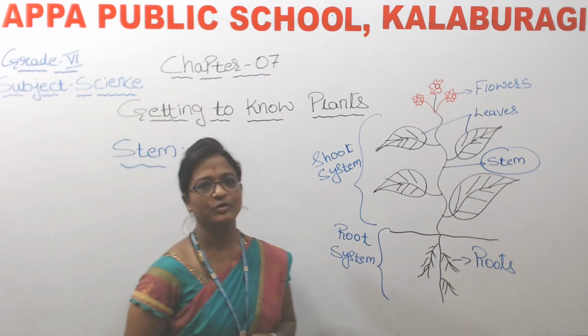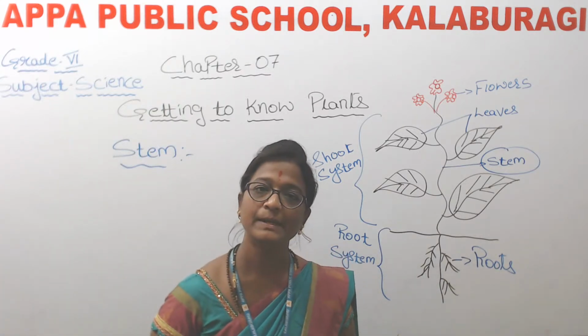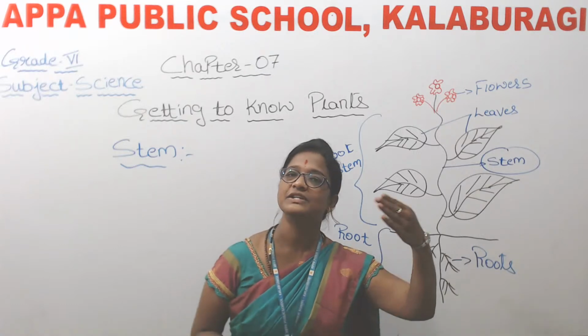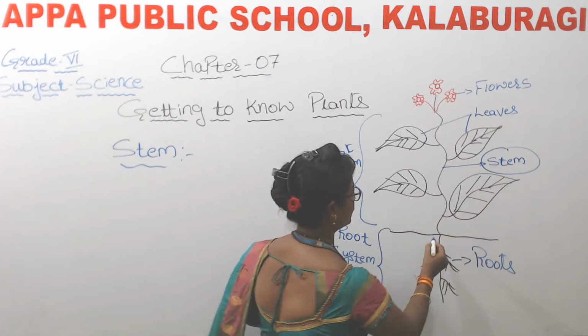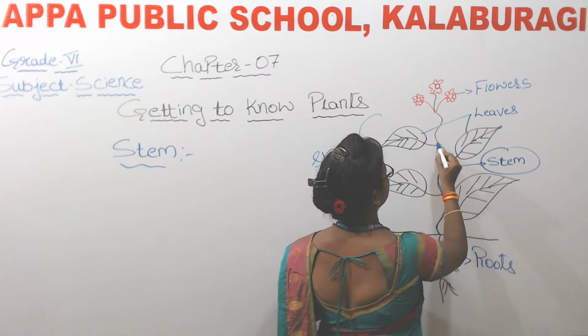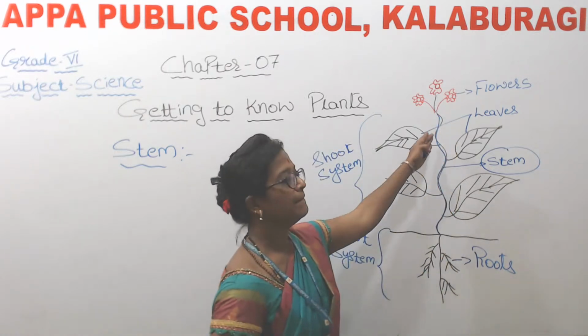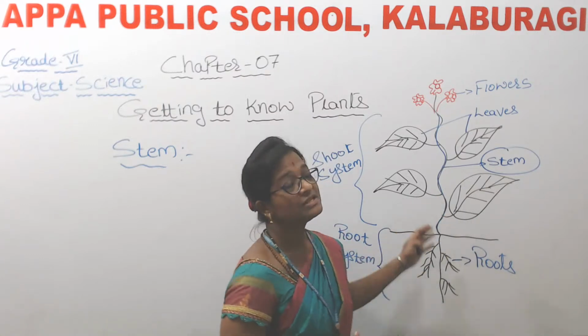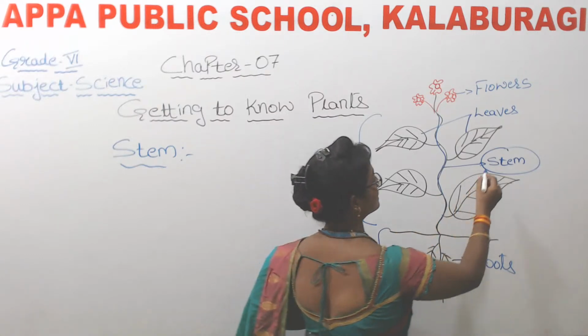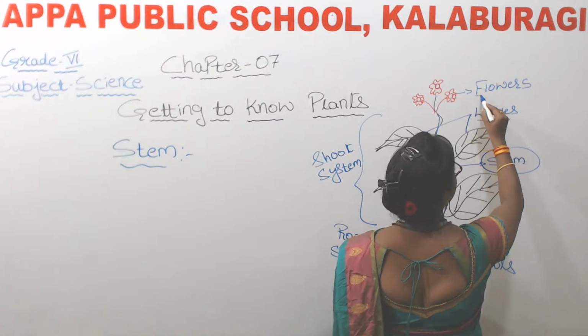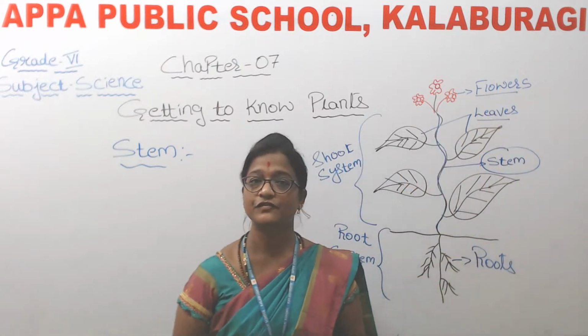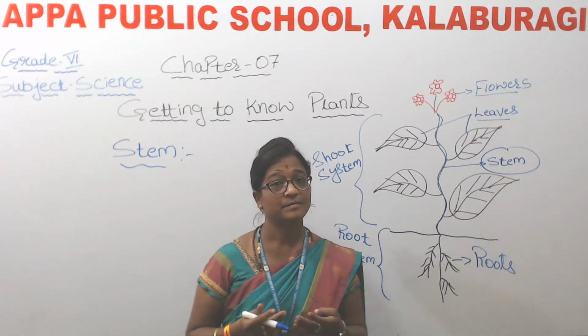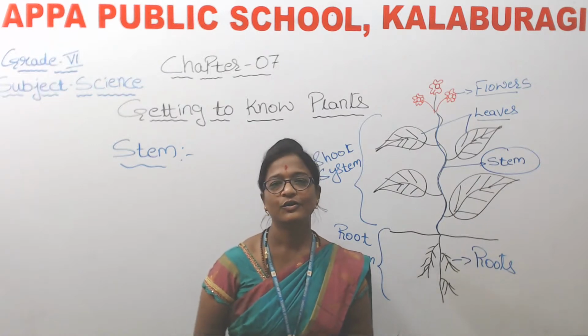So when we talk about stem, the stem is the main part of the plant which is above the ground. You can see here, the stem is the main part of the plant which is above the ground. And what does the stem bear? It bears leaves, flowers, fruits, buds, branches, and so on.